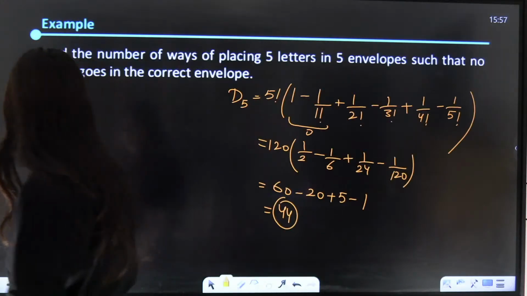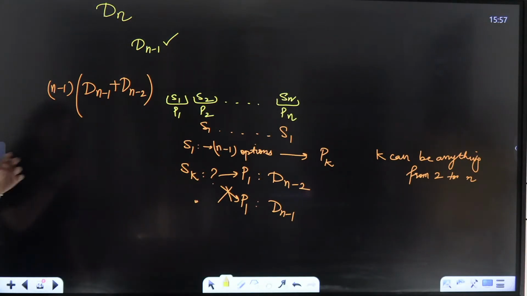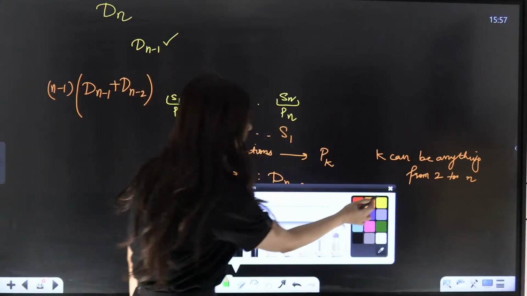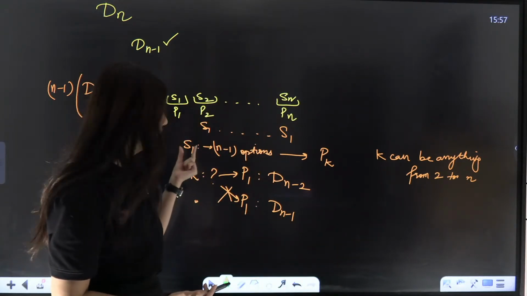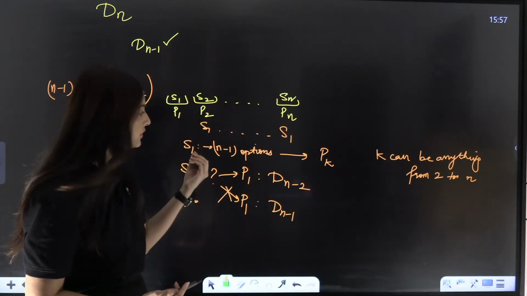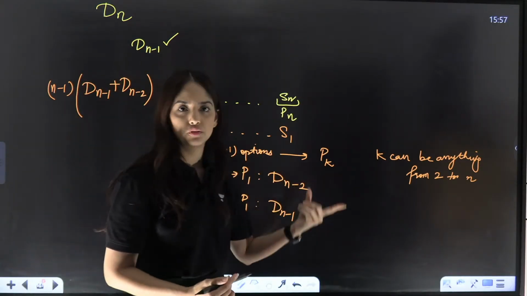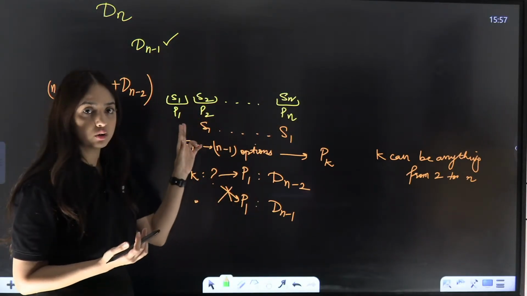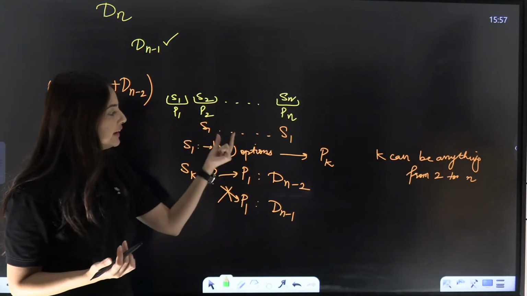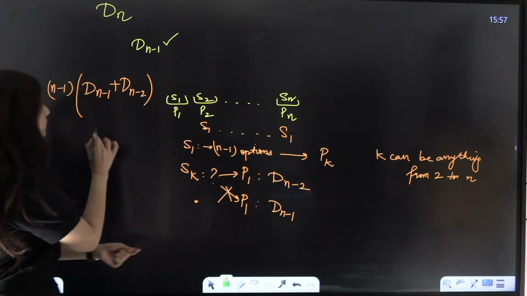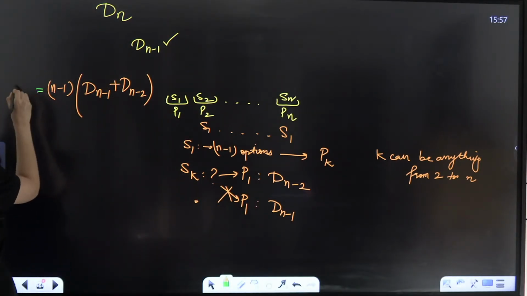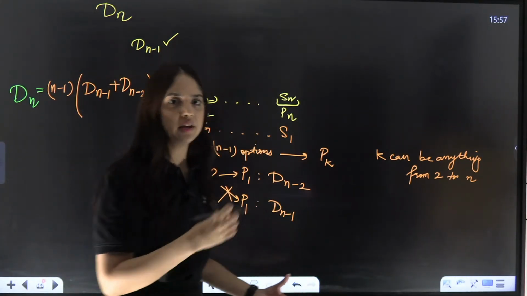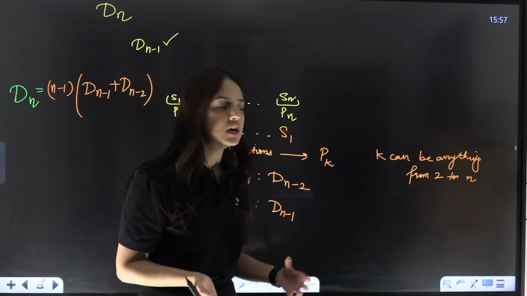So coming back to our formula, once we took any one of them, we took S1, we saw there were n minus 1 options for that one object. It just cannot go to P1, and then it has n minus 1 options, and for each of those options there are Dn minus 2 plus Dn minus 1 options. So this is nothing but equal to Dn. The total number of derangements is what we are trying to find a recursive formula for.